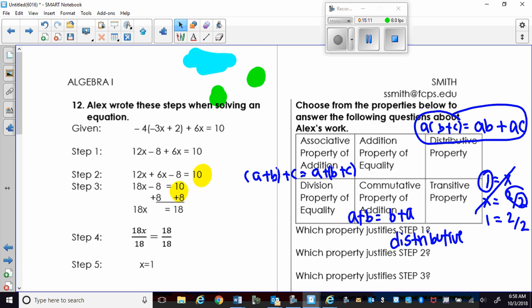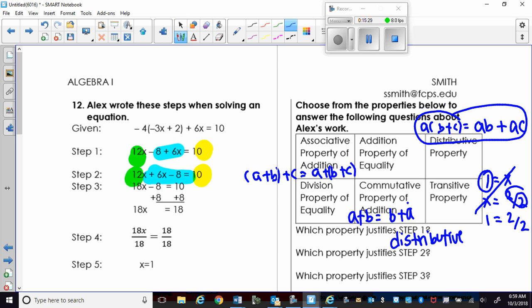Tens, the tens didn't change. The 12s didn't change either. But what has changed is they flipped the order of things that they were putting together. So they flipped the order, and it looks a lot like the commutative property where they flip the order of things. So here, the commutative property justifies the change from step 1 to step 2.